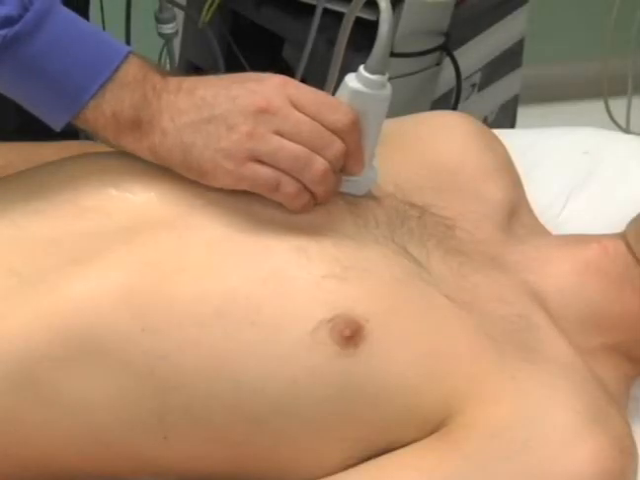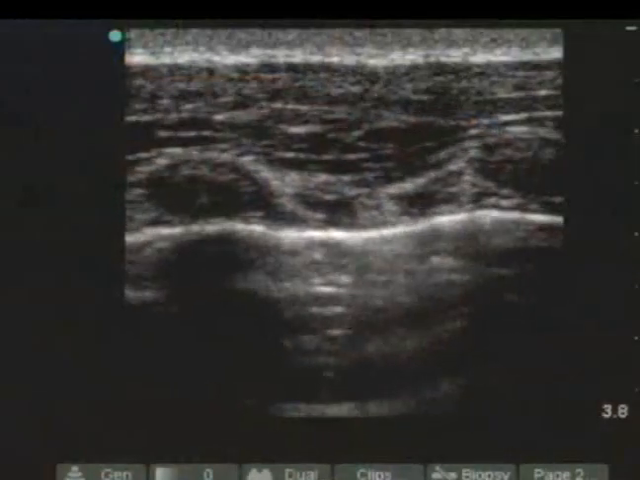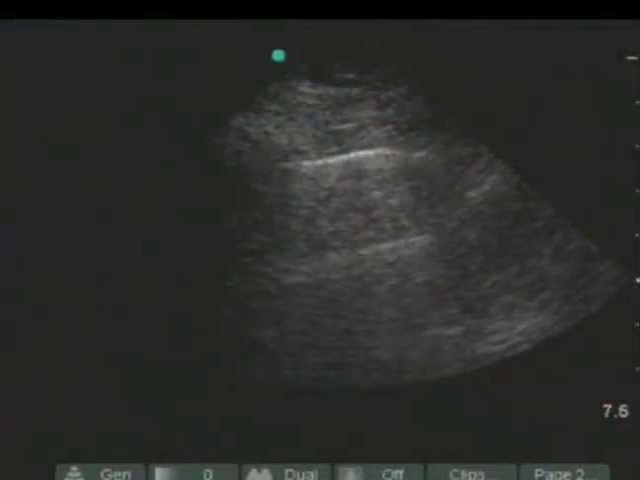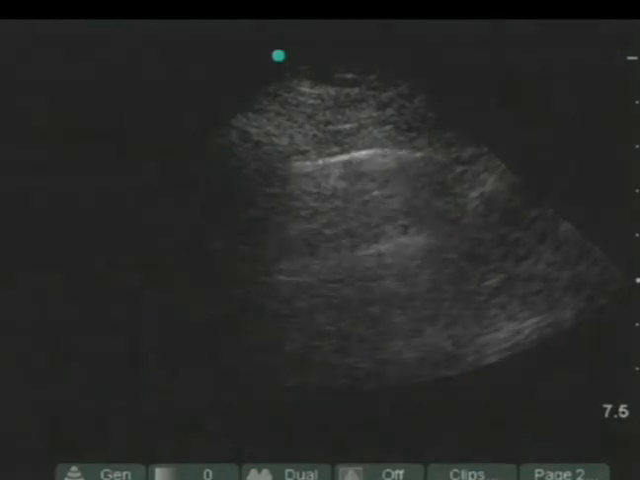Welcome to Mobile Medical Media's review of ultrasound diagnosis of pneumothorax. This tutorial reviews how to identify pneumothorax.